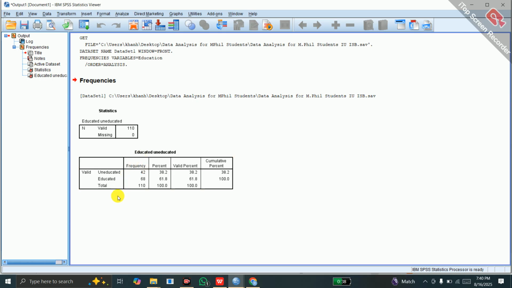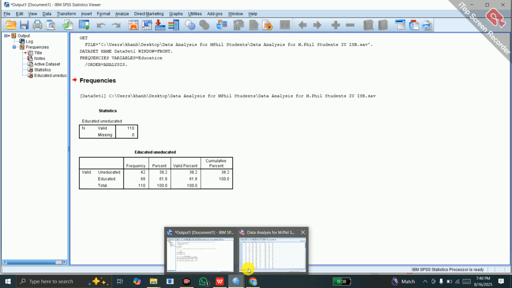According to this table, out of a total of 110, 38% of them are uneducated and 62% of them are educated. Or in terms of frequency, 42 out of 110 are uneducated and 68 out of 110 students are educated, and this is the cumulative frequency distribution.